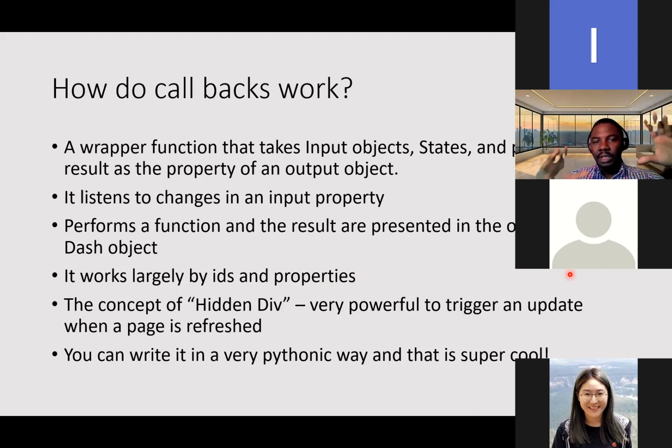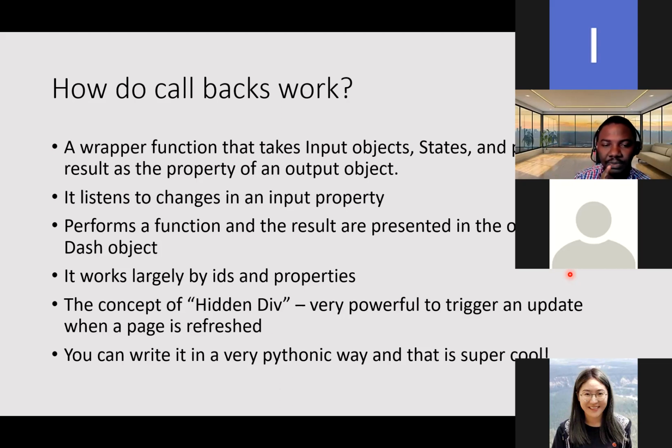It's a wrapper function. It has an input object that it listens to. It also monitors the state of that input object, and it's going to really take action and display its result in an output object. So it's like you tell the callback to listen to, maybe for instance, to watch the door. If anybody comes in there, take this action. So that's what the callback does. So it just listens to any change, and it performs functions and renders the output in a figure. It works largely by IDs and properties. So you can use a callback to return the property. You can use it to return different parts of a figure, so different parts of an object.